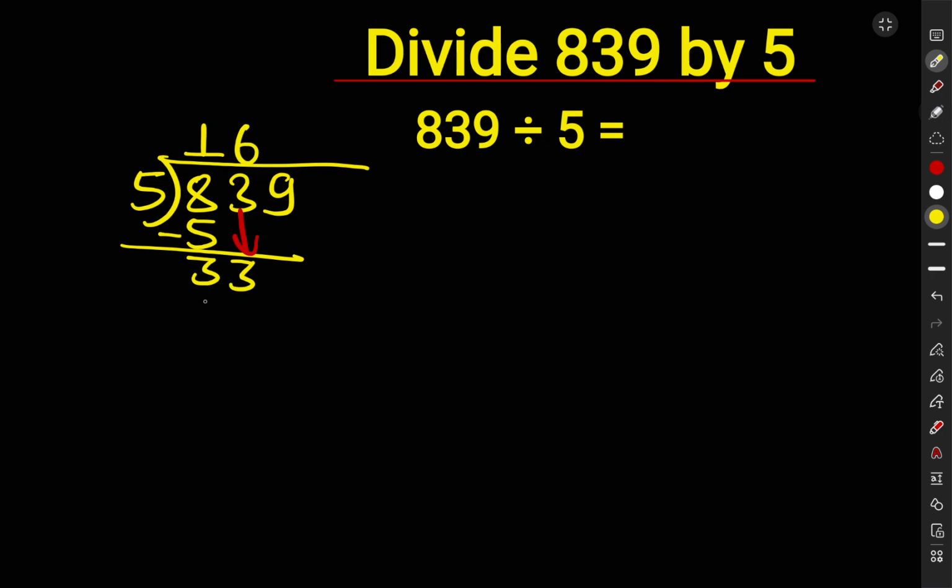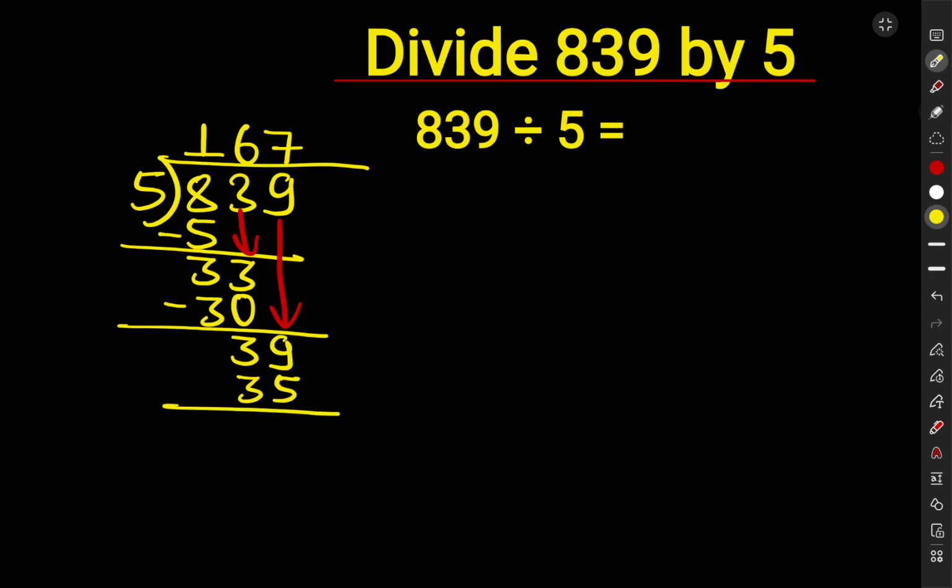5 times 6 is 30. On subtracting we get 3. So again we put down this 9 and it is 39. 5 times 7 is 35. On subtracting we get 4.